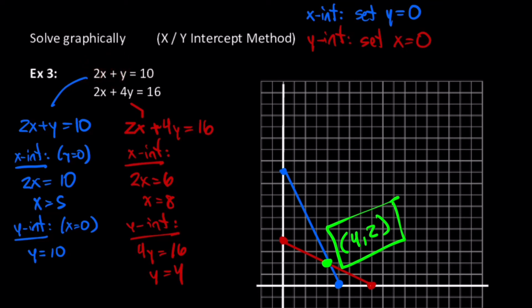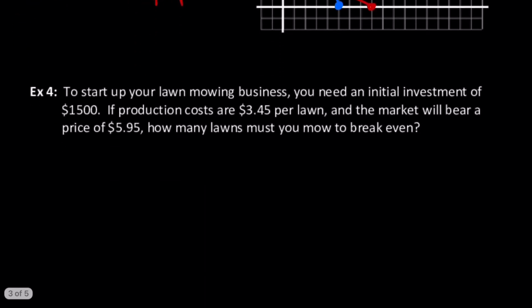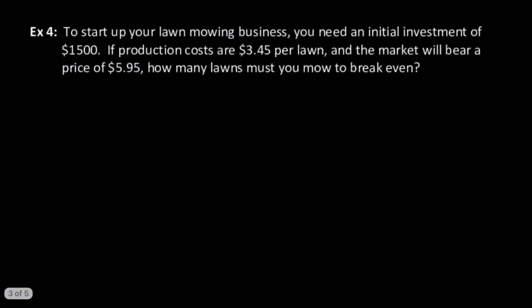All right, now let's move on to some word problems that involve systems. Example 4, you start up your own lawn mowing business. You need an initial investment of $1,500. If production costs are $3.45 per lawn and the market will bear a price of $5.95, how many lawns must you mow to break even?